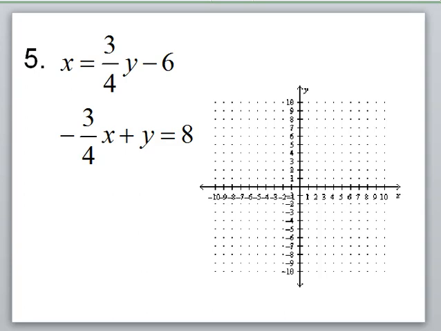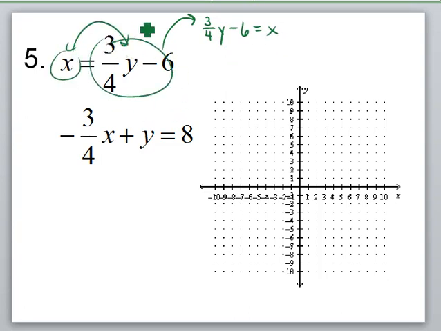Okay, we got a few more problems we're going to work through. So on this problem, I can't pick out my x and my y-intercept, so I need to solve for y first. I'm actually going to bring up this problem here. I'm going to flip-flop the equal sign around. So I've got 3/4 y minus 6 equals x. All I did was flip-flop these two sides.